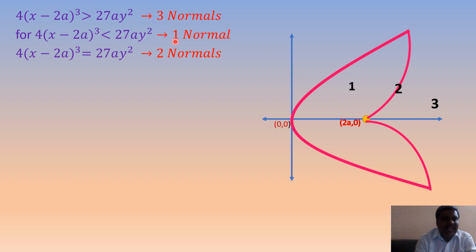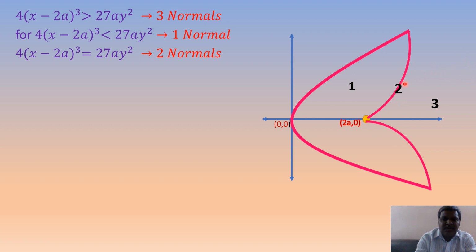3 real normals for what? 4(x − 2a)³ greater than 27a². If my point satisfies this inequality, the point must be outside this curve, as shown in this figure. Suppose my point is here. From this point, you can draw 3 normals to the curve. So when your point is in this region, we can draw 3 normals, real and distinct.